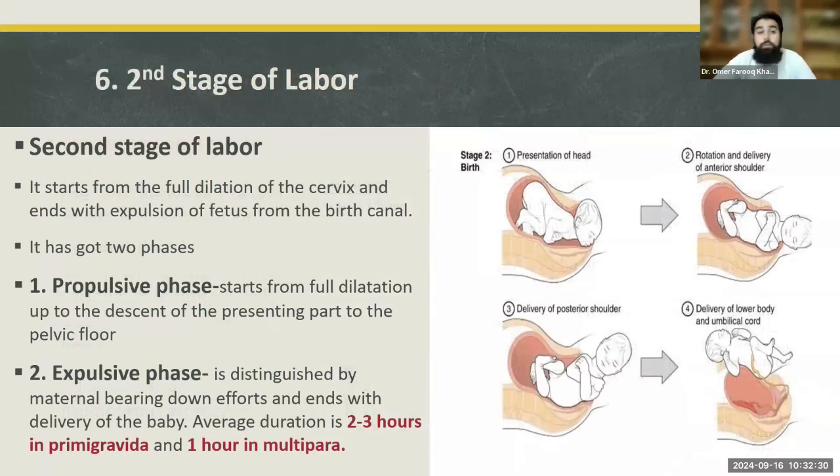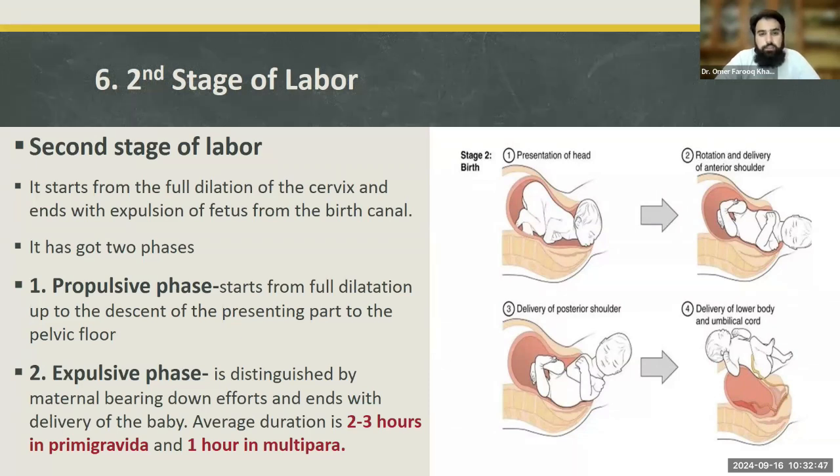And now, the second stage of labor starts from the full dilatation of the cervix, which is 10 centimeter, and ends with expulsion of the fetus from the birth canal. It has two phases as well. One is the propulsive phase, and the second is the expulsive phase.